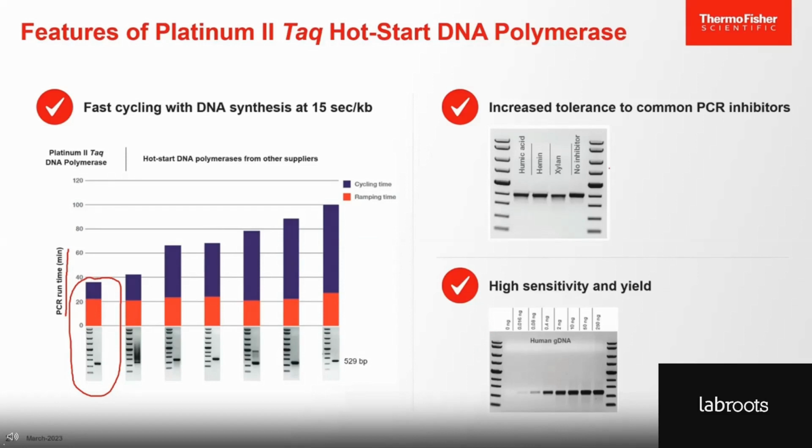The top right figure shows enzyme tolerance to humic acid found in soil, hemin, which is a red blood cell component, and xylan, which is a plant biopolymer. The bottom right figure shows enzyme sensitivity down to 16 picograms of human genomic DNA with high specificity.